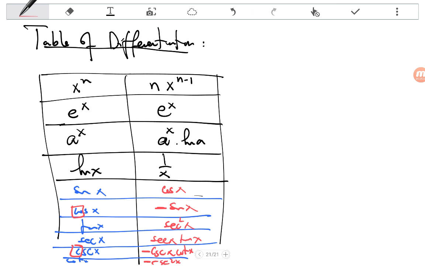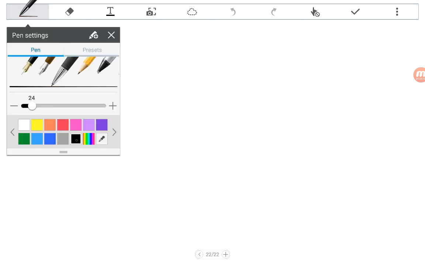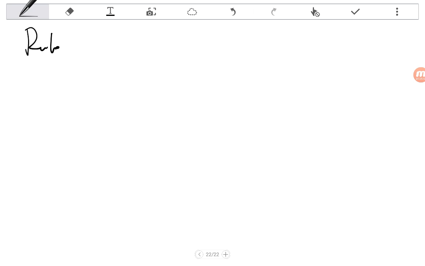Negative cosec squared. Okay? So this is the table of differentiation. But the table of differentiation is not enough. I need many functions to find its derivatives. How would I make the derivatives of many functions? Yes, I need the rules of differentiation.